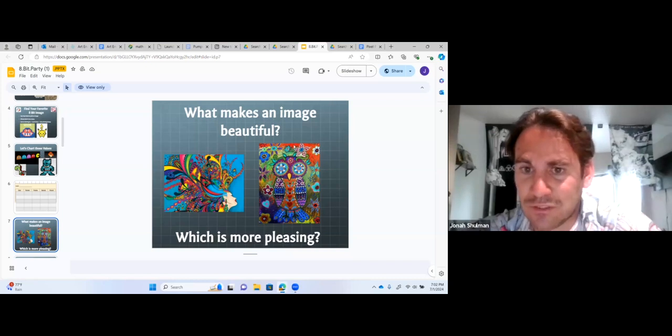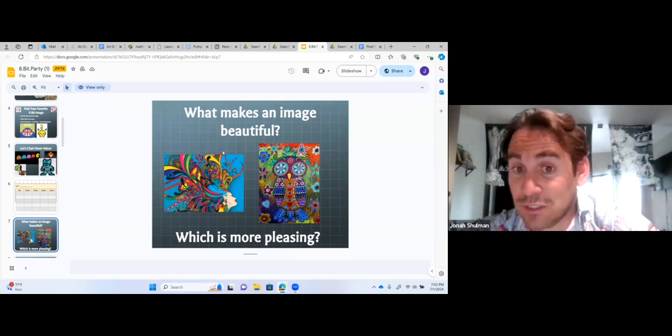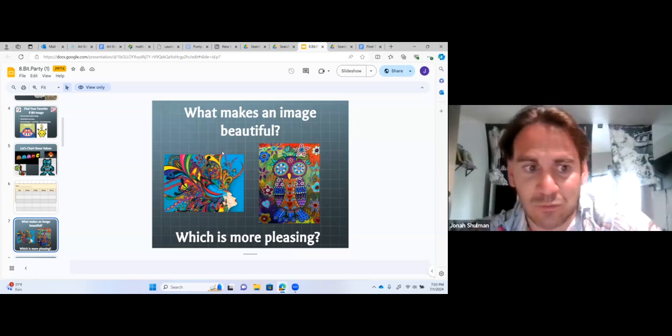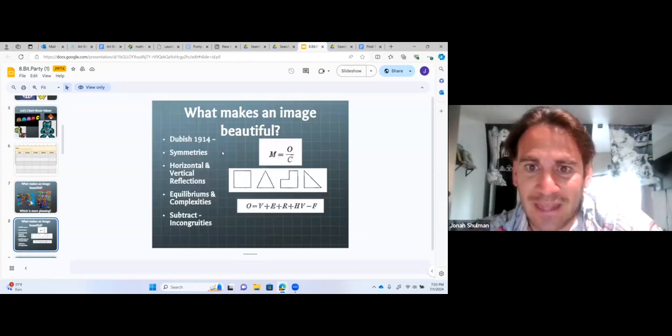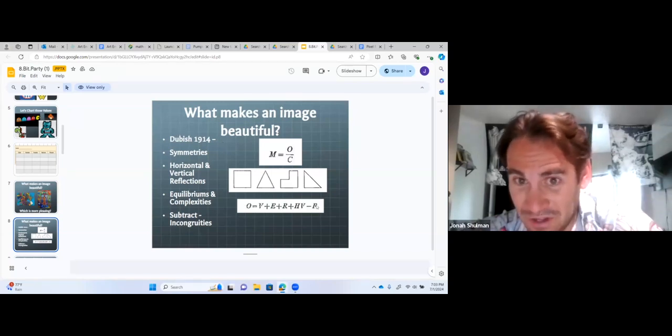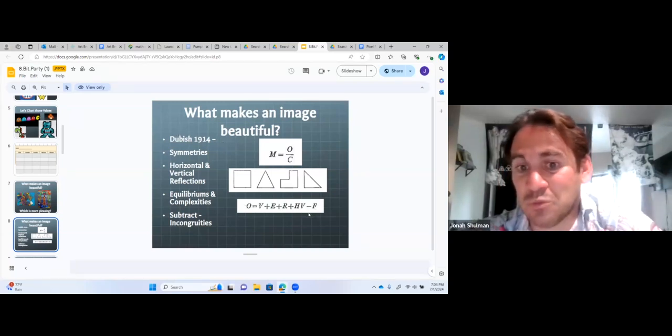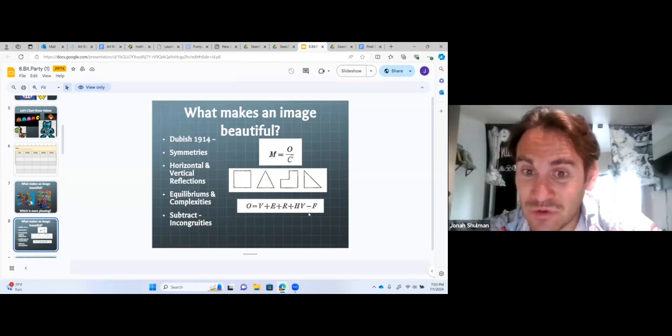So this is just regular symmetry. This is dynamic symmetry based off the Fibonacci sequence, and it depends, but which makes it more pleasing to you is interesting, right? And I actually went back to Dubish, who has a formula for what makes specific shapes more pleasing to our eyes, which is really cool.